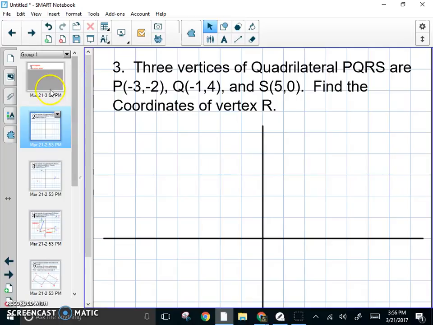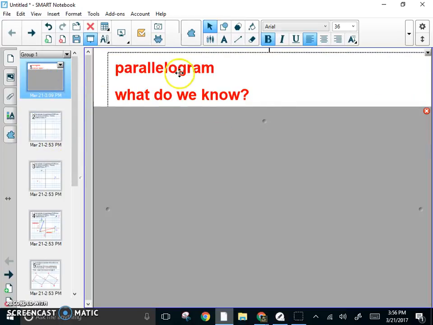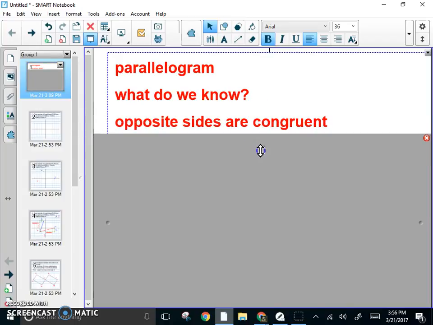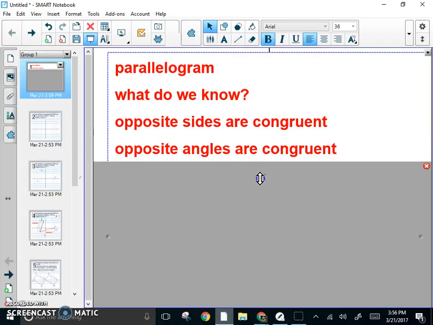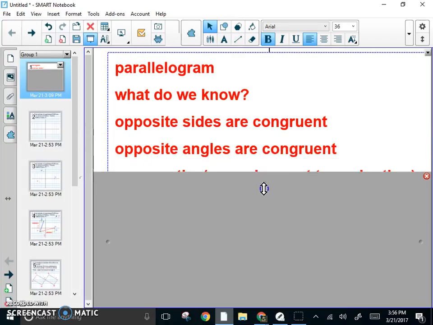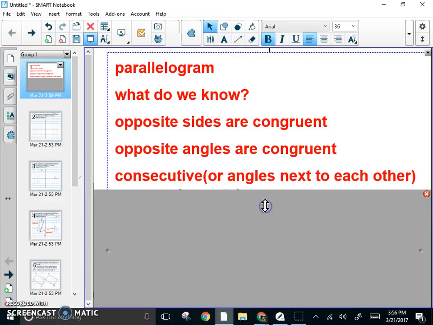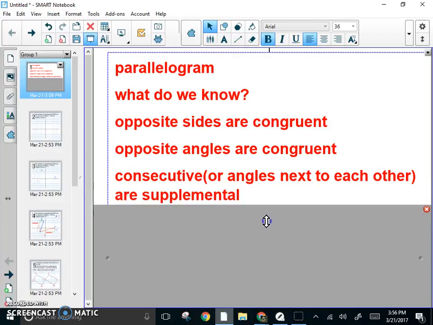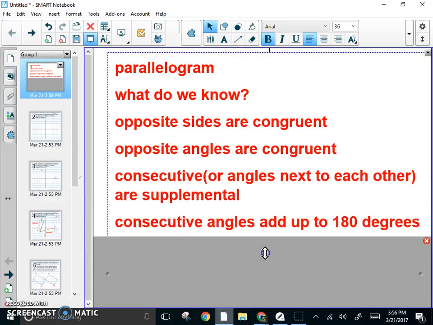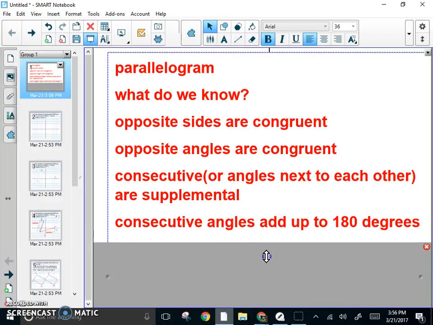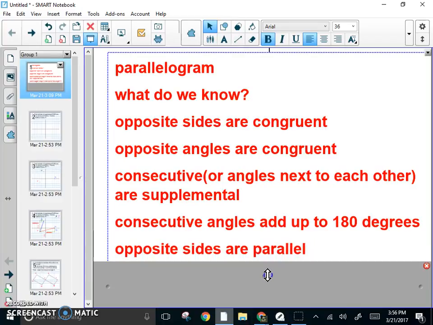Well, to do that, we have to know what a parallelogram is. So we'll take a step back. What is a parallelogram? What do we know about it? Well, we know that opposite sides are congruent, opposite angles are congruent, consecutive angles, or angles that are next to each other, are supplemental, which means that consecutive angles add up to 180 degrees when added together. Opposite sides are parallel. That is the basics of a parallelogram.